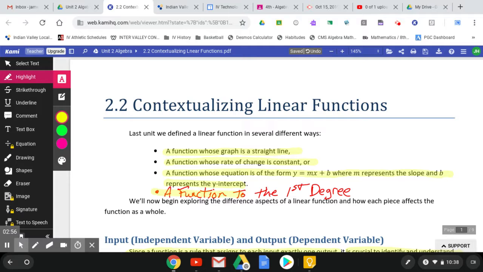Hope that, all right, it didn't do it. Yes. So many times when I write something in pen and then I highlight it, it smears the ink. It didn't do it to you. Anybody? Thank you. It's digital, duh. All right, so a function to the first degree is also linear.